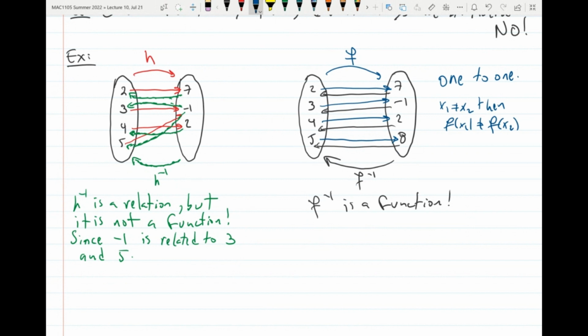An equivalent statement would be that if two outputs are the same, it's because the inputs must be the same. We're going to use this idea to, for example, solve exponential and logarithmic equations in some instances. That's called the contrapositive of this statement in logic. Anyways, this is an example of a one-to-one function, and notice that we have an inverse, and this one is not one-to-one.